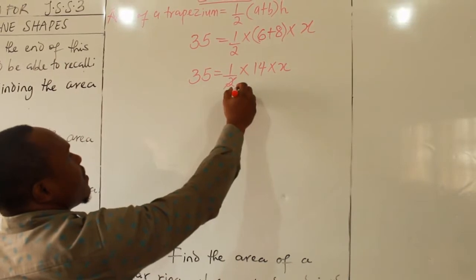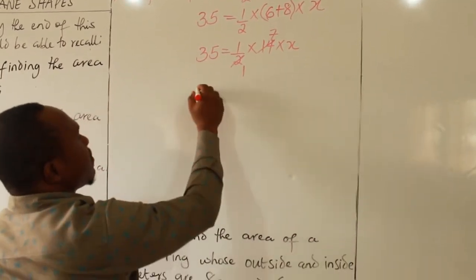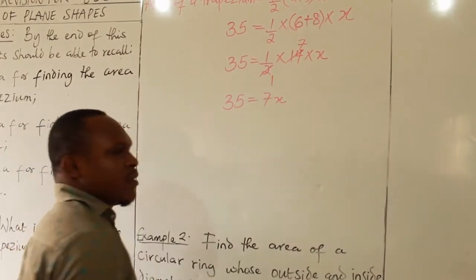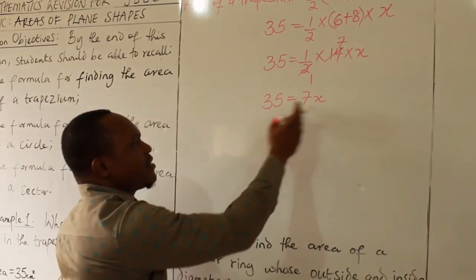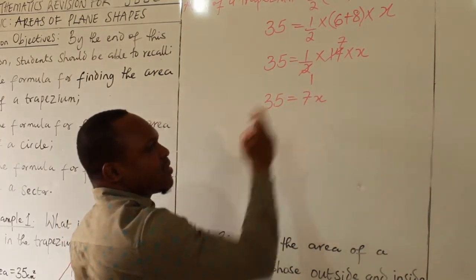If 2 cancels instead there once, cancels 14, we have 7. So we have 35 is equal to 7x. Now, for us to be able to find the value of x, we have to divide both sides of this linear equation by the coefficient of x here, which is 7.